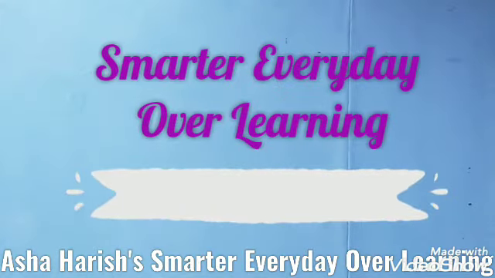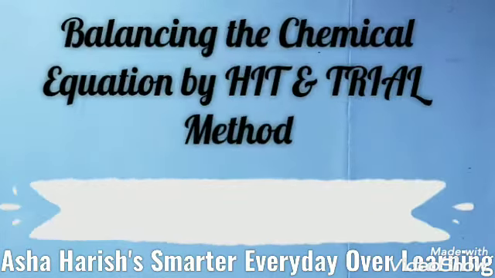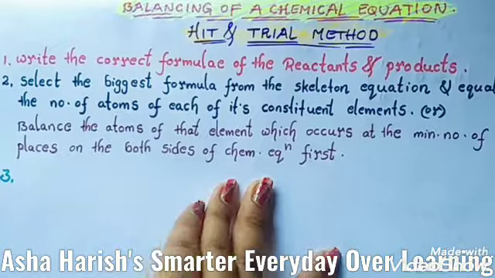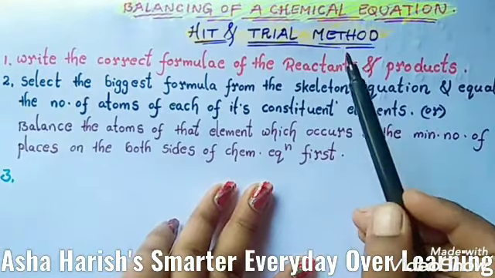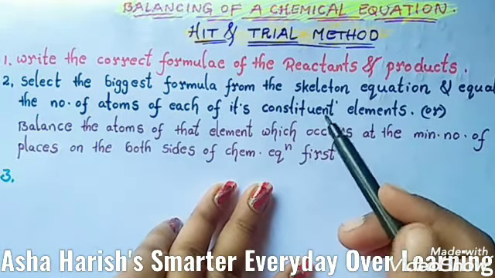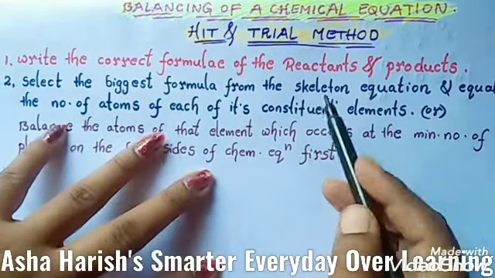Dear students, in this session we have to learn about balancing the chemical equation by using the hit and trial method. Okay? In this hit and trial method, what are the steps we have to follow? Those everything you will learn in this session. Okay? Let's see the first point.